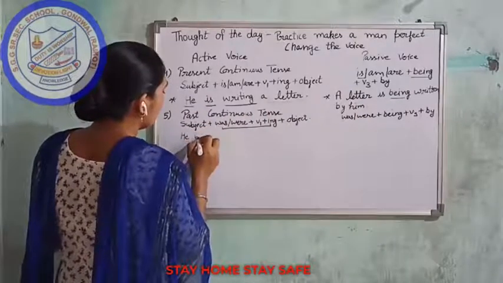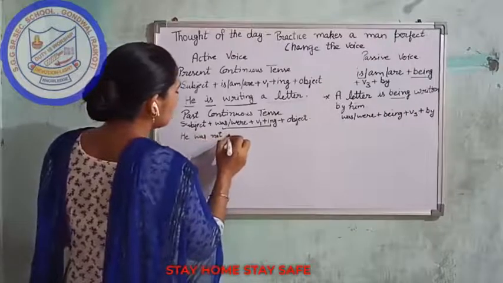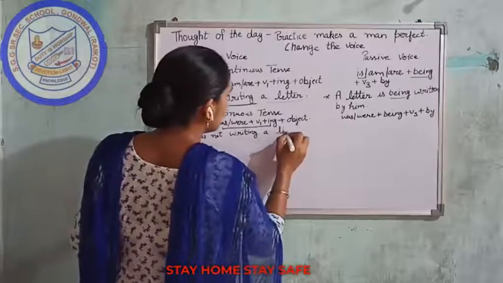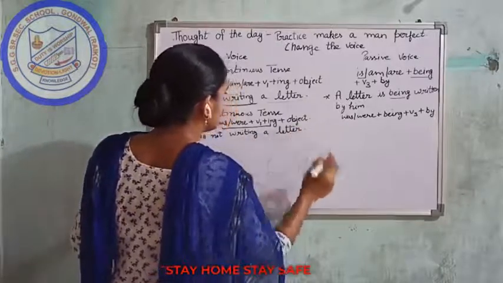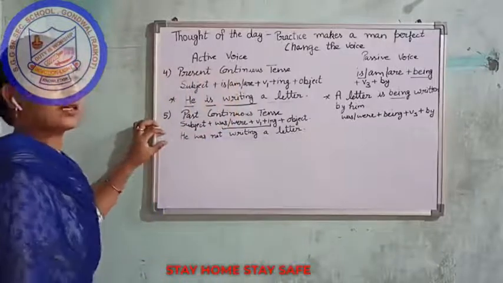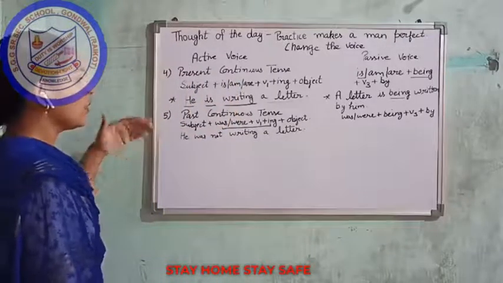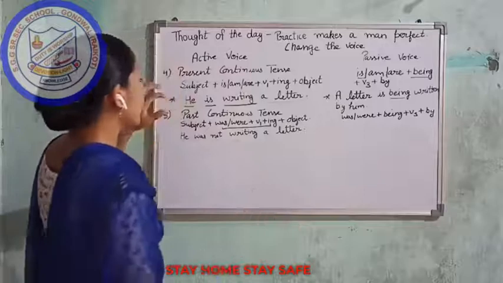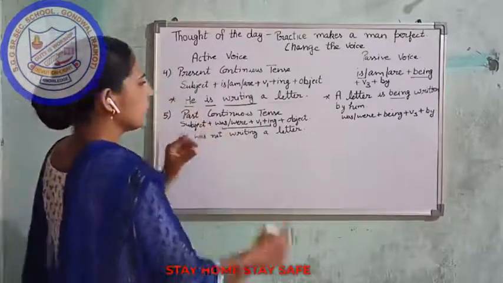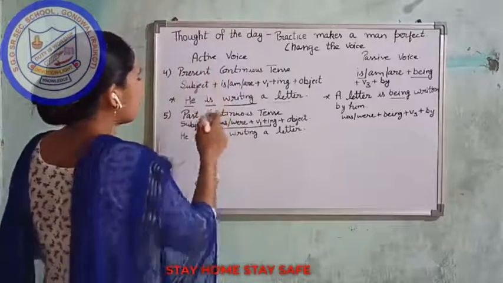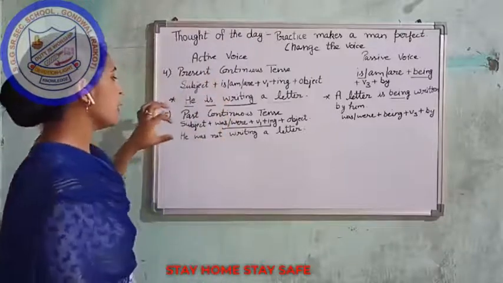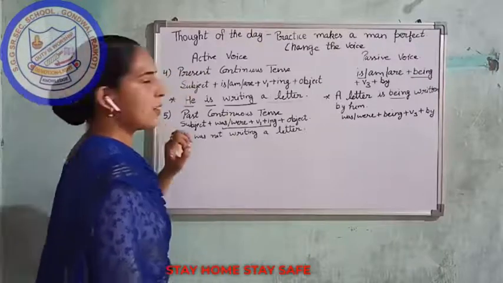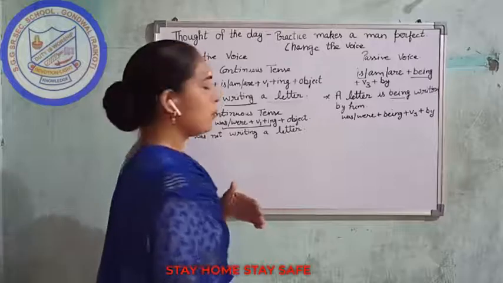He was not writing a letter. This sentence is in negative form. What will the answer of this sentence? Answer is same like present continuous. The minor change, which is helping verb. In past continuous we will make use of was, were, and in present continuous we will make use of is, am, are according to singular or plural.